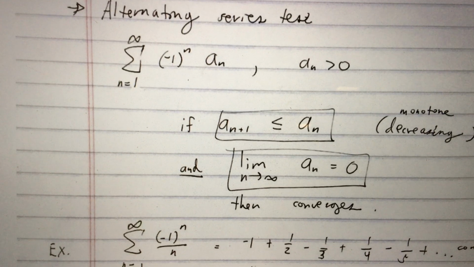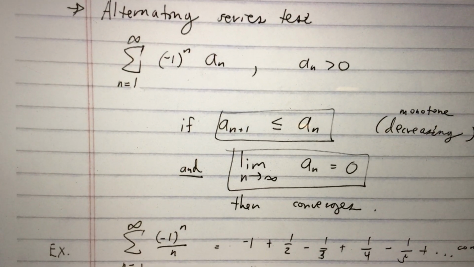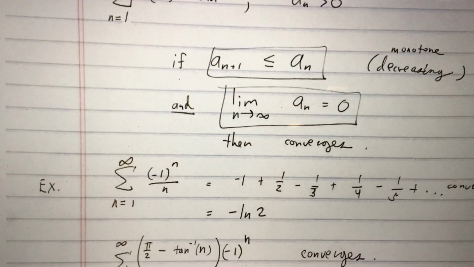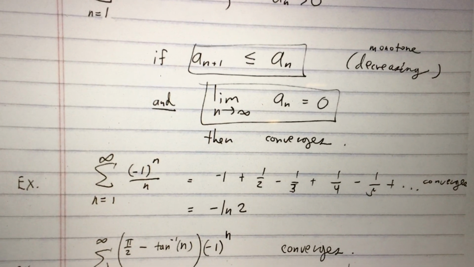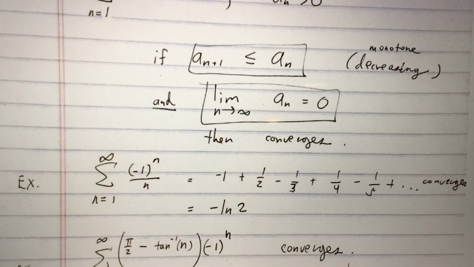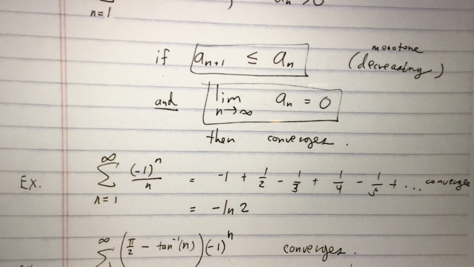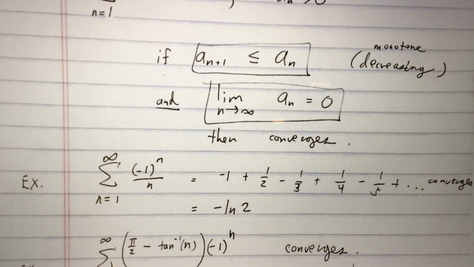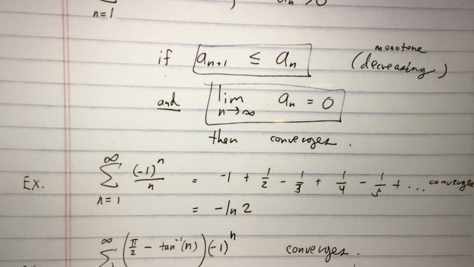So for an example, we'll take one of the ones that we saw before that diverged, 1 over n. But we'll stick on a -1 to the n. Multiply it by -1 to the n, so it looks like -1 to the n over n for n equals 1 to infinity. And there's what that would look like if you plug in n equals 1, 2, 3. You get -1, sorry, plus 1/2, minus 1/3, plus 1/4, minus 1/5.